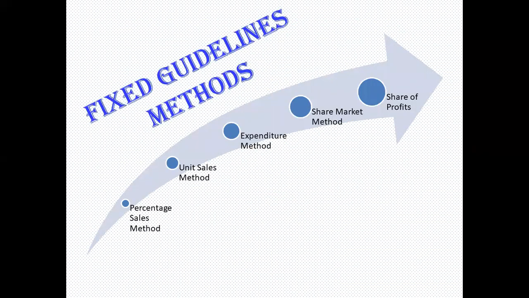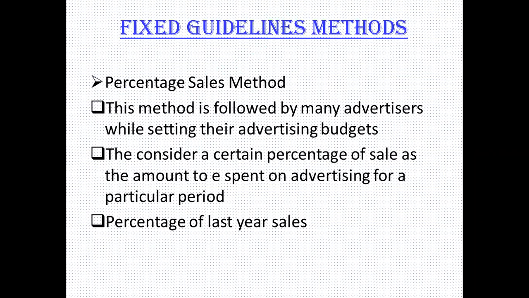So first strategy we have completed, that is fixed guidelines method. What all things are included in this? First is your percentage sales, then is your unit sales, then is your expenditure, then share of market and share of profits. Okay, what we are going to do in percentage sales, we are going to decide a percentage based on our previous expenses, based on our previous year's expenditure. Okay, we will be finalizing our budget, okay, with some hike.